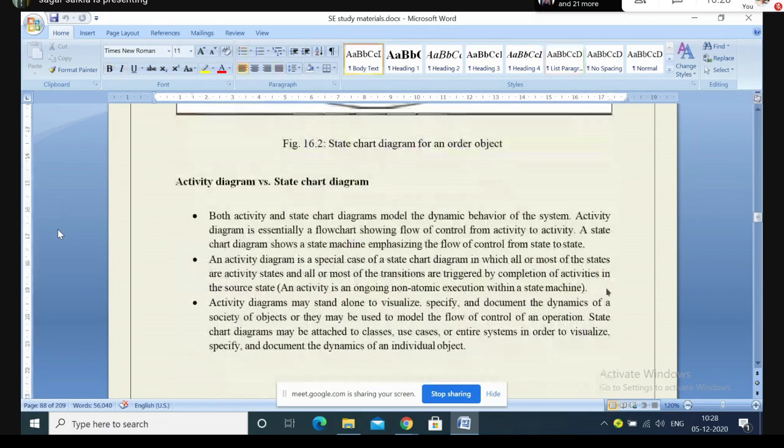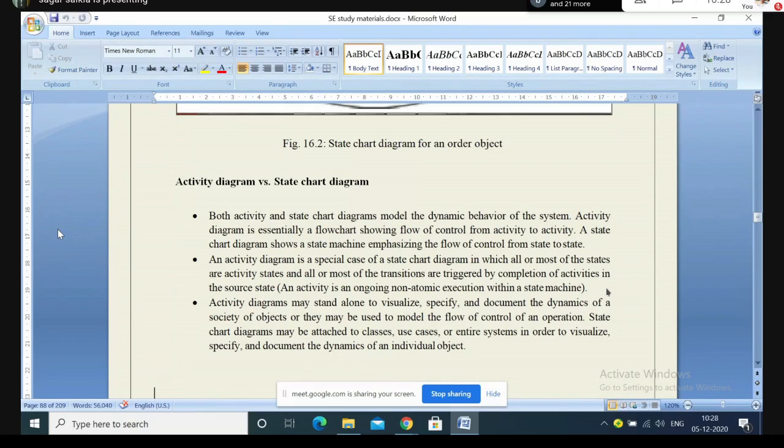Here again, the differences between activity diagram and state chart diagram are shown. Activity diagram is like a flow chart only, but the difference in an activity diagram is that parallel activities can be shown. Whereas in a state chart diagram, it will just show you how the machine will actually work depending upon the inputs that are being received. So that is the difference basically. Activity diagram is a special case of state chart diagram in which all or most of the states are activity states only.